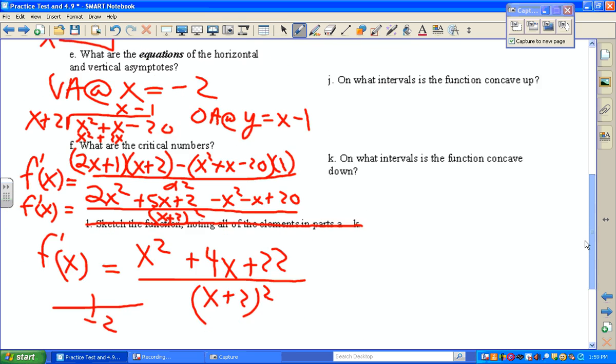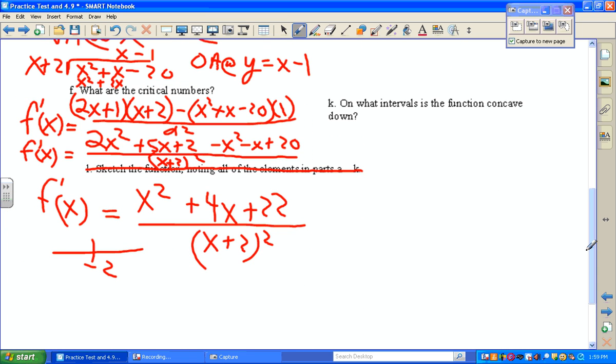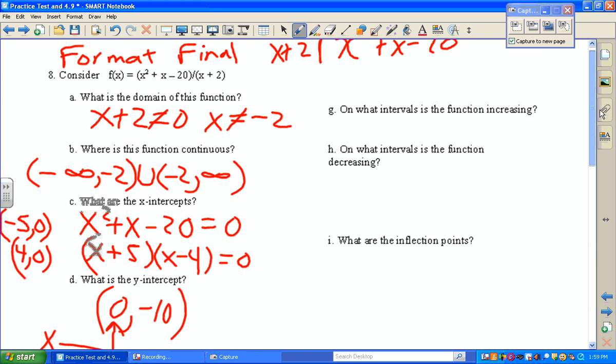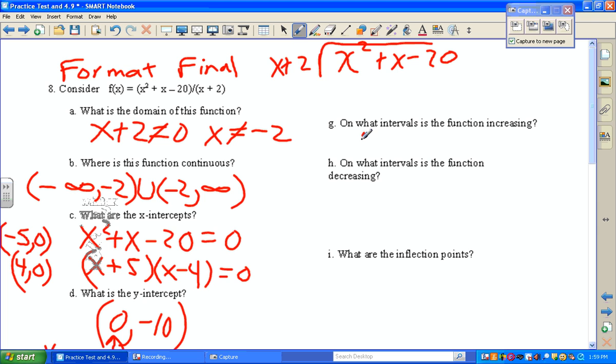Function increasing. So -2 comes from the domain. If I put in 0, it's positive. What if I put in -10? It'd be 100 minus 40, so it'll be positive. So the function's always increasing. So we just put always? You can put it like this. On what interval is the function increasing? -2.